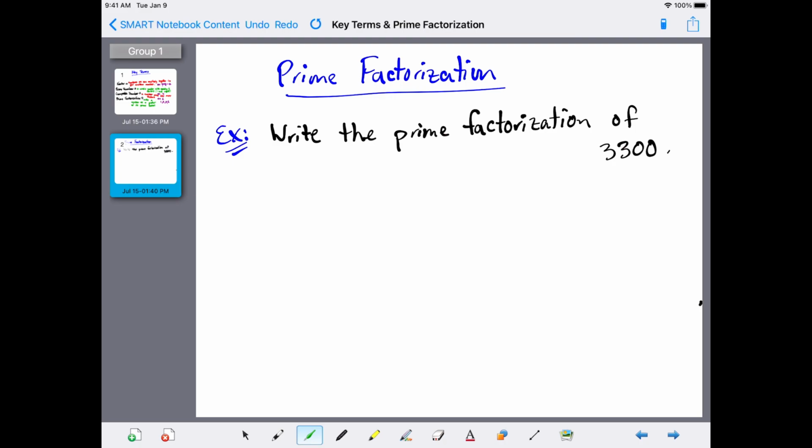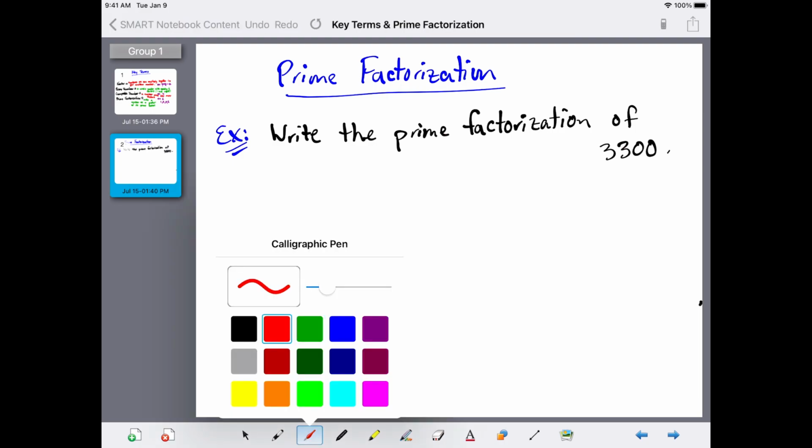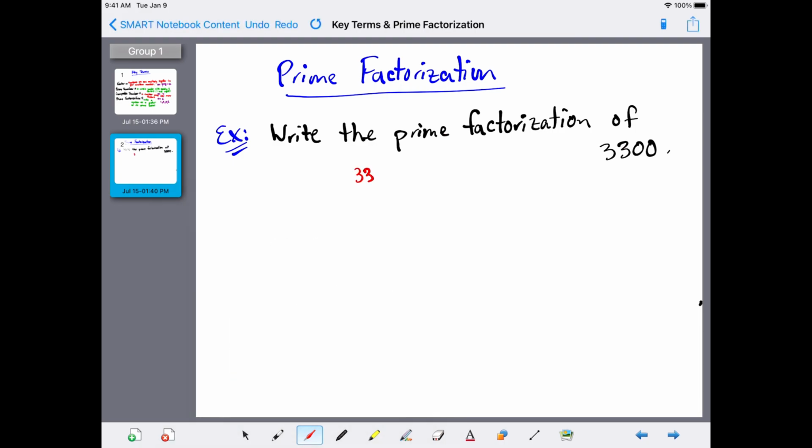So here we are. Write the prime factorization of 3300. There's more than one way to do this. It just depends on the factors that you choose. To start out, we are just looking for two numbers that multiply to give 3300. So two factors of 3300. I'm going to choose 33 and 100.